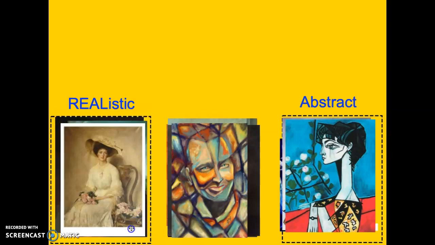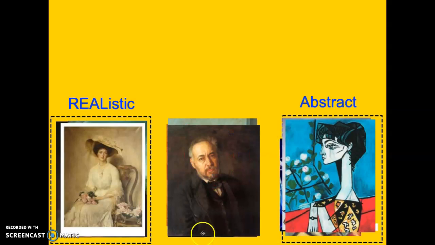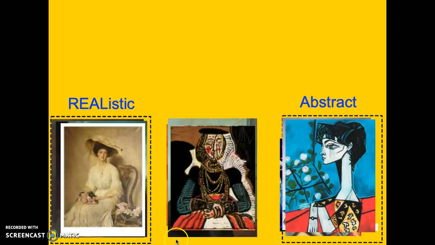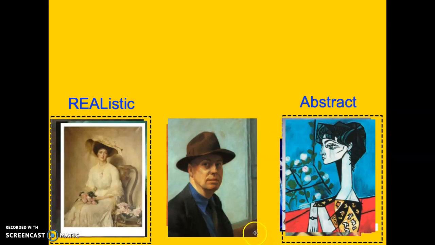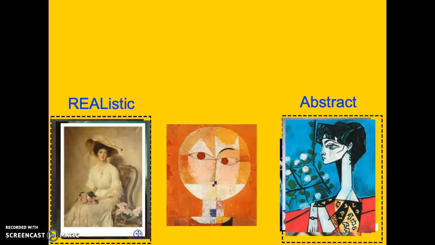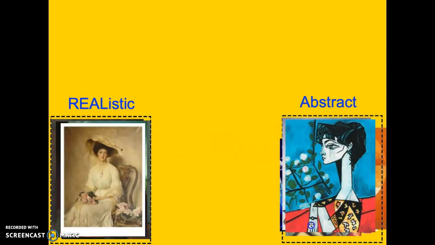Yep, realistic. How about this? Abstract. And this guy? It's realistic. How about this? Yep, that's definitely abstract. Look at those cool lines. Love that. And this one? That's realistic. And how about this one? Wow, he has a circle face and red eyes. Look at all those unique shapes. Right again. That's abstract. Well, move on to the next video to see what we'll be doing in our abstract project.